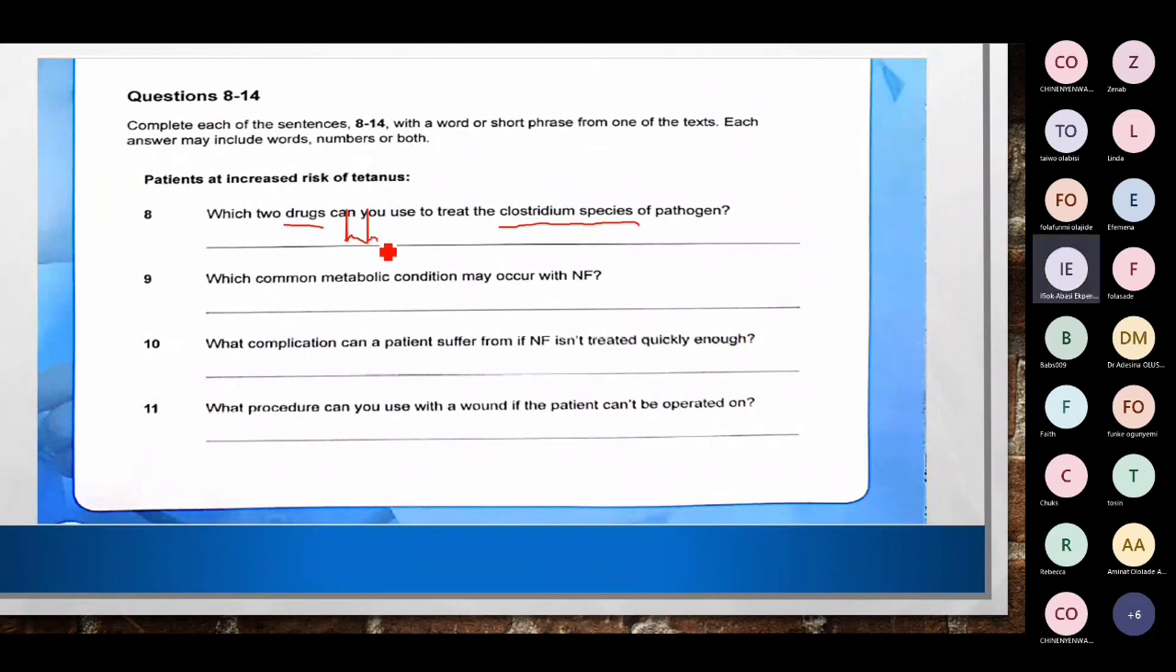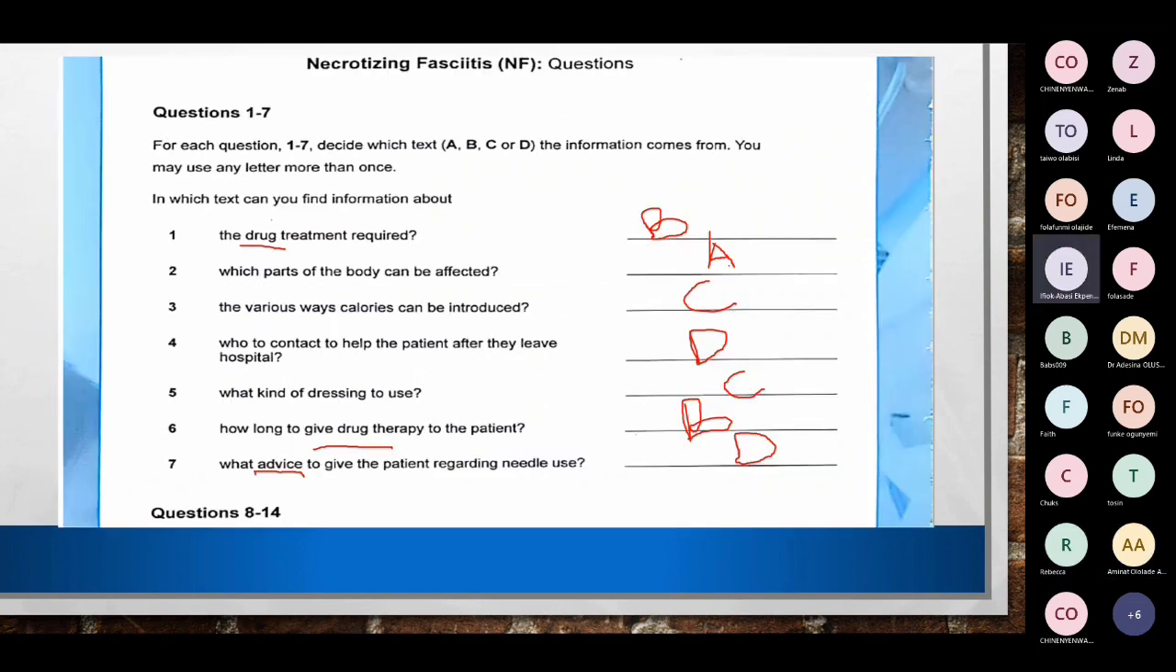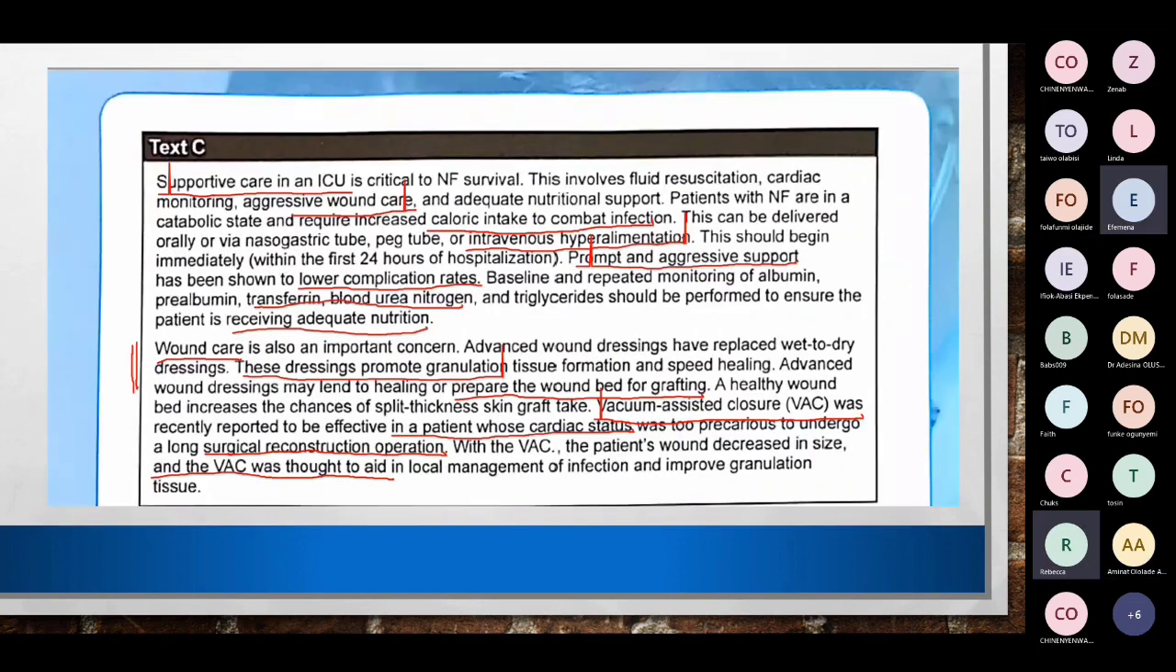Now, number 9 says, which common metabolic condition may occur with NF? I'd like us to think outside the box. Remember that at some point, I told us that there was a disease that they linked with NF. So which common metabolic condition have they mentioned in this text? Diabetes mellitus. Somebody said that was diabetes, right? Diabetes mellitus. Okay.